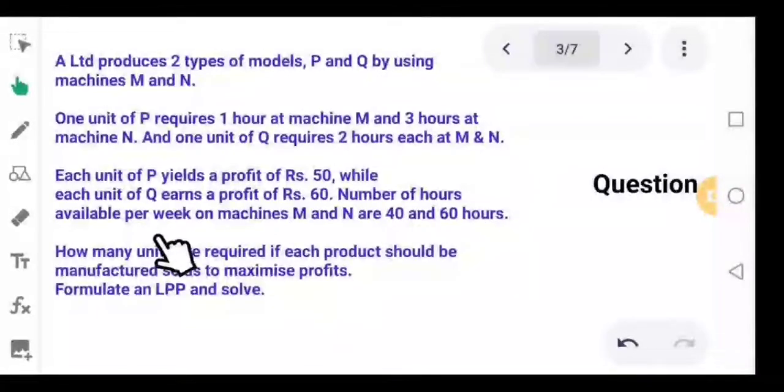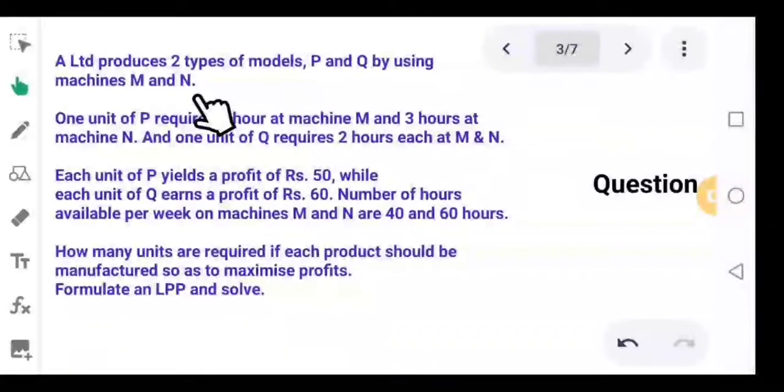Number of hours available per week on machines M and N are 40 and 60 hours. Now we can't use these machines continuously. There's a restriction put. Machine M can be used only for 40 hours in 1 week, and machine N can be used only for 60 hours in 1 week. So this is a restriction.